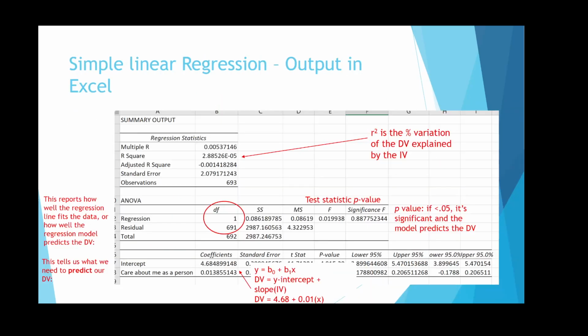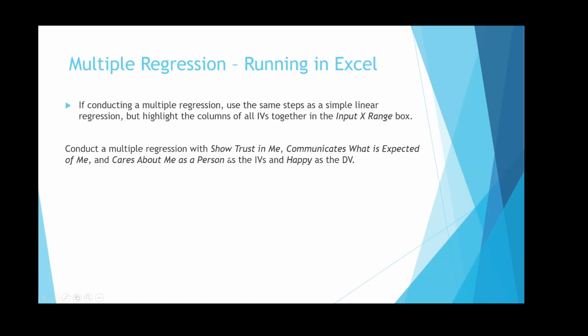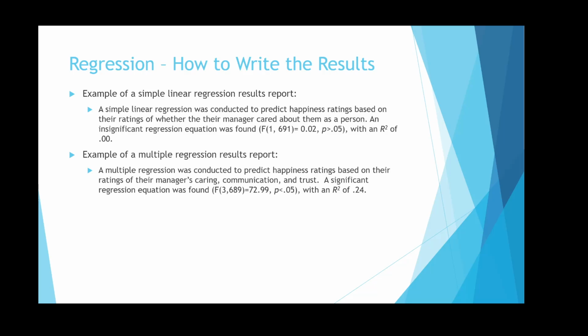Going back to our simple linear regression, 1, 691, that's our DF, our degrees of freedom. Our F test statistic is here, the 0.02. Our p-value was here. It was more than 0.05. And then our r squared is here. It was, you move the decimal place to the left 5 times because of this e to the negative 5. So it was pretty much 0. So that's where those numbers come from in this first write-up.